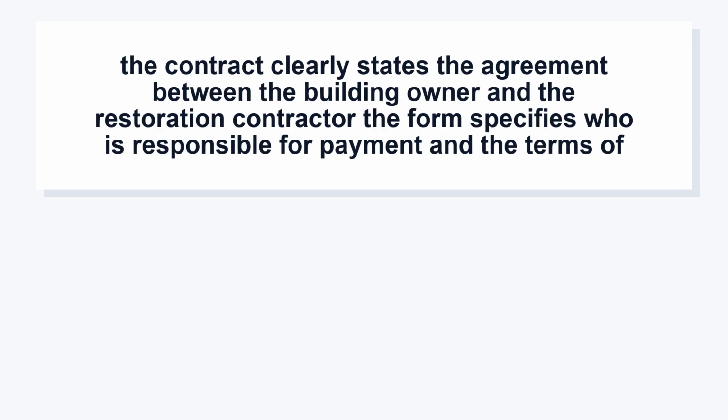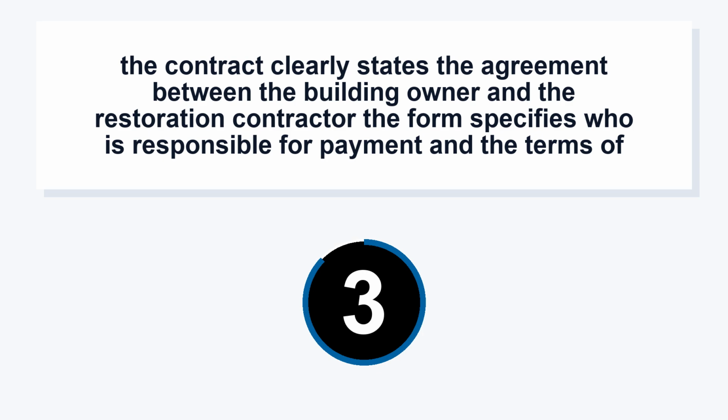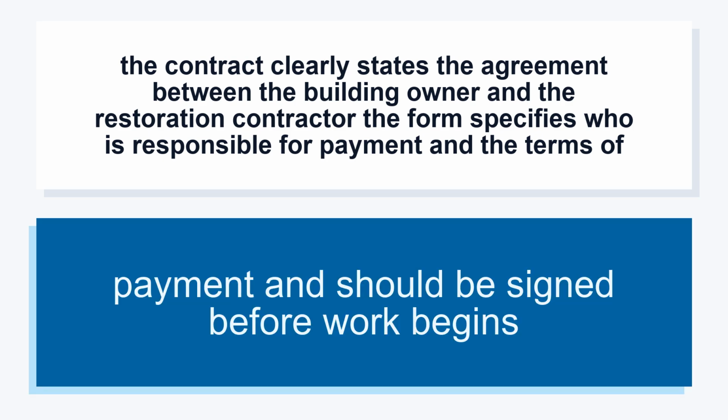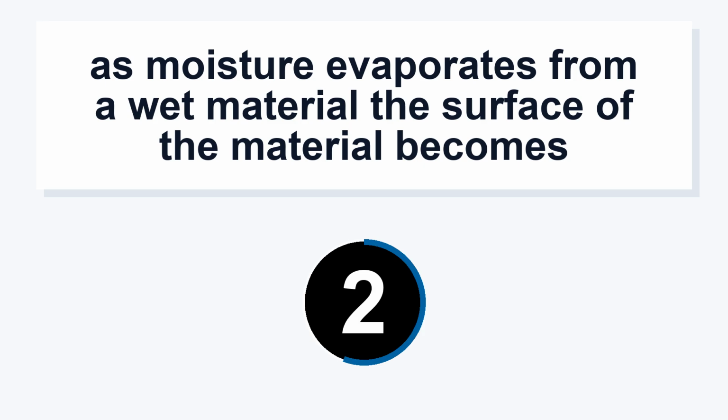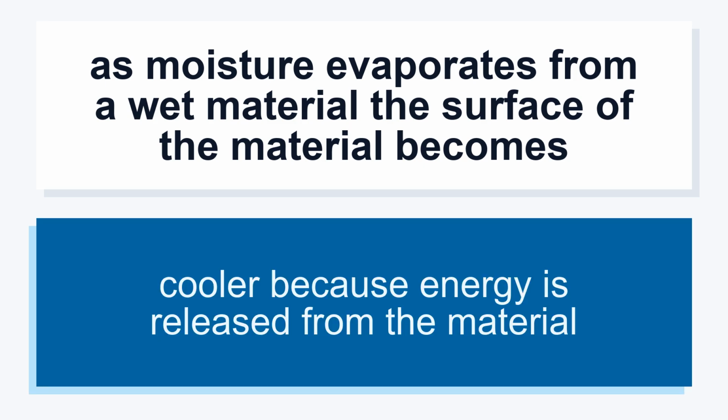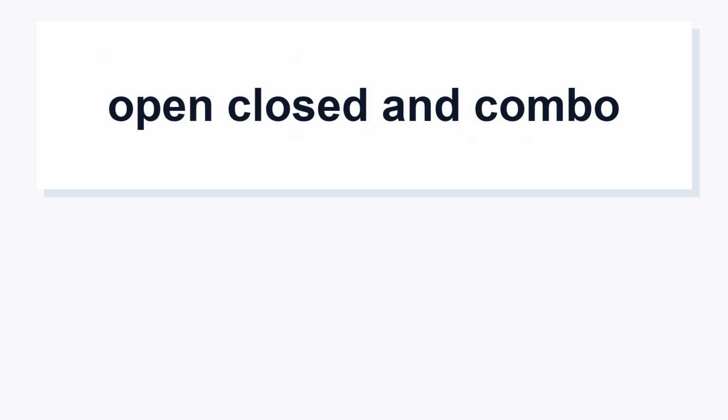The contract clearly states the agreement between the building owner and the restoration contractor. The form specifies who is responsible for payment and the terms of payment, and should be signed before work begins. As moisture evaporates from a wet material, the surface of the material becomes cooler because energy is released from the material. Open, closed, and combo.